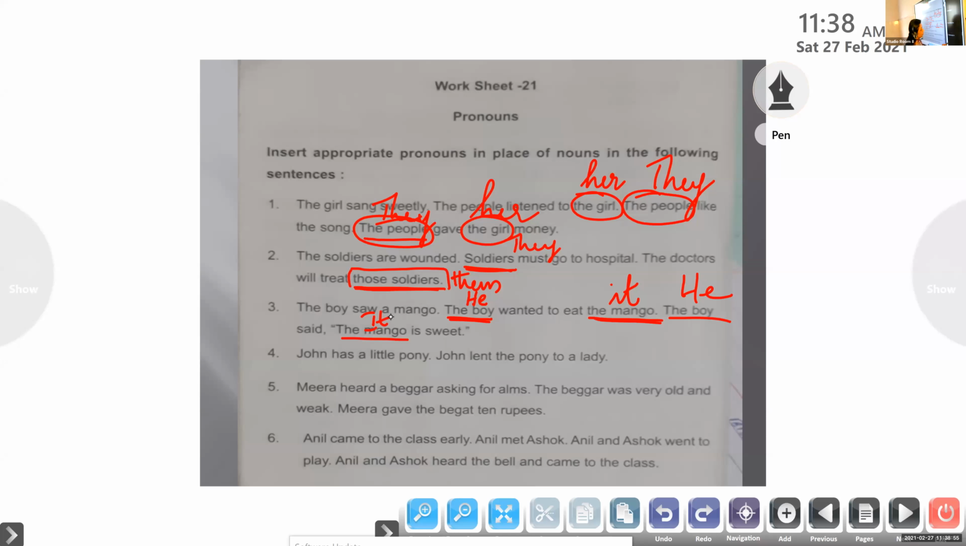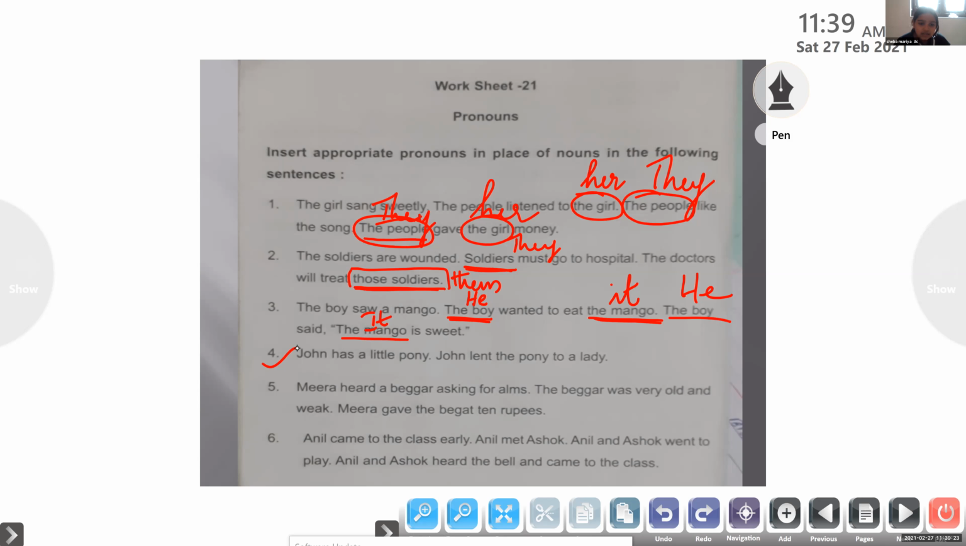Now, Sheba, come on, Sheba. Do the next one. Sheba, can you unmute it? Yes, do the fourth one. So similar questions are very, very important, children. Please go through this exercise very well. A similar question will be asked. So John has a little pony. Come on, read that question. Fourth question.